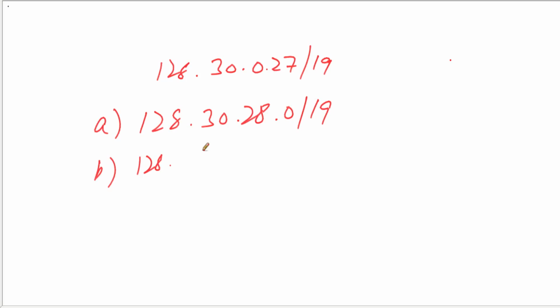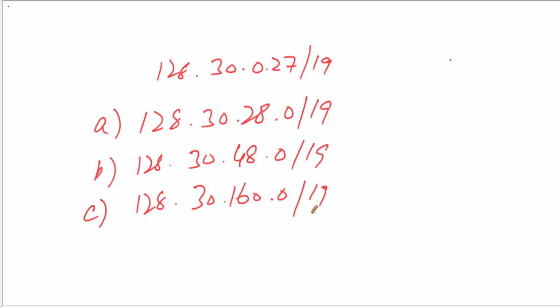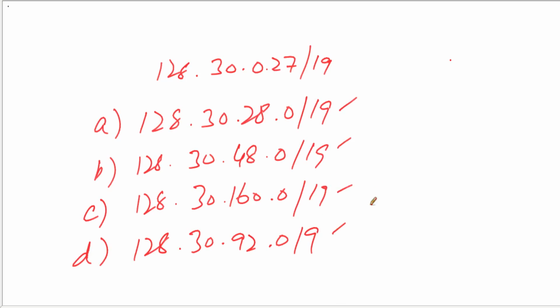Let's say the second one is 128.30.48.0/19. Third one is 128.30.160.0/19. And let's add another fourth option as well, say 128.30.92.0/19. So either all of them or any of them or none of them, which of them are the valid subnets belonging to this IP address that we are seeing? So just revisit the last portion of the video and try to answer. I hope you have learned the concept of subnetting. Thank you for watching.